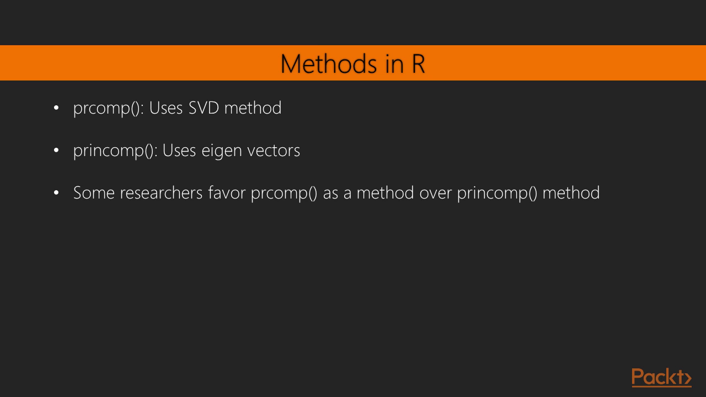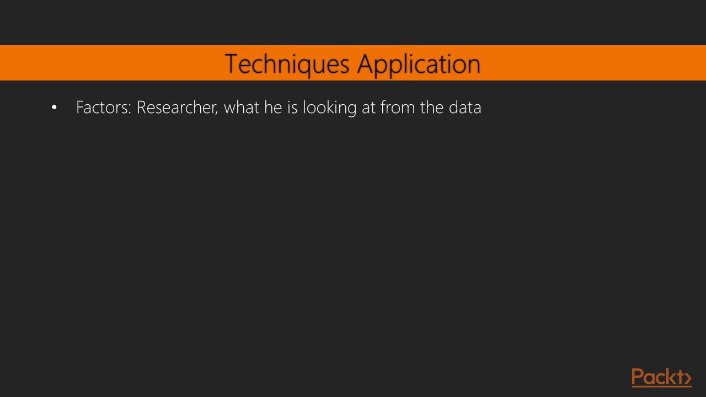But they use two slightly different methods. PrinComp uses eigenvectors and PRComp uses the SVD method. Some researchers favour PRComp as a method over PrinComp. We're going to use two different methods here. So, how will we know where to apply a particular technique? The usage of the technique actually depends on the researcher, what he is looking for from the data.